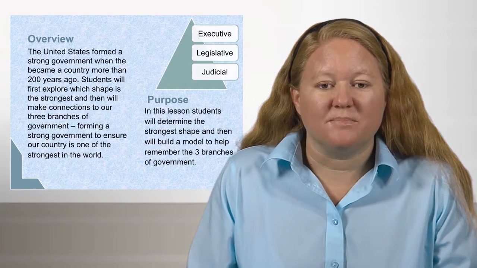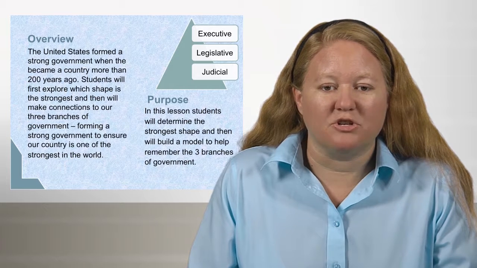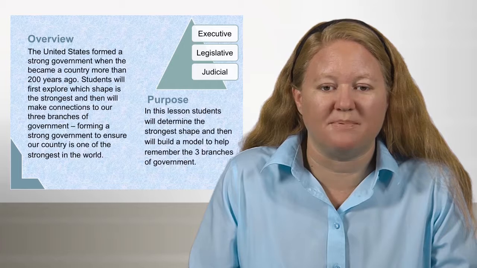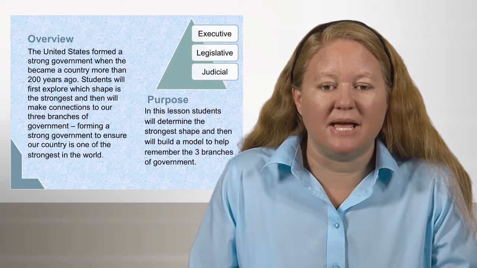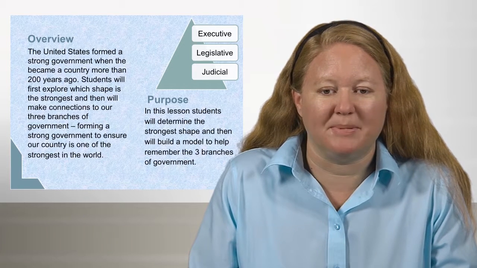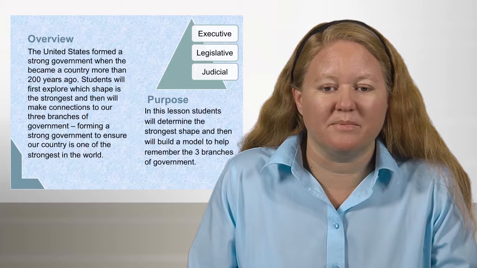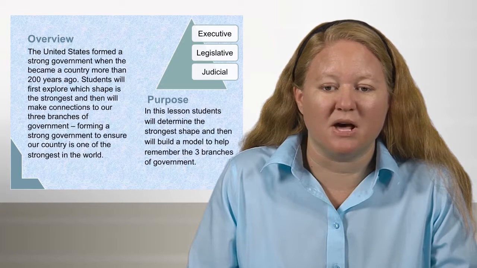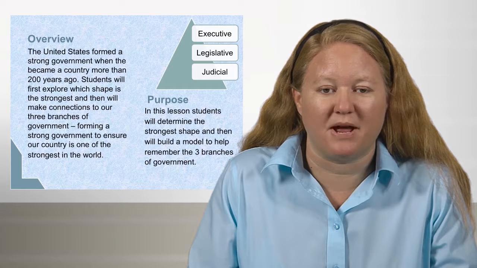The United States formed a strong government when they became a country more than 200 years ago. Students will first explore which shape is the strongest, and then will make connections to our three branches of government, forming a strong government to ensure our country is one of the strongest in the world. The purpose of this lesson is students will determine the strongest shape, and then we'll build a model to help them remember the three branches of government.